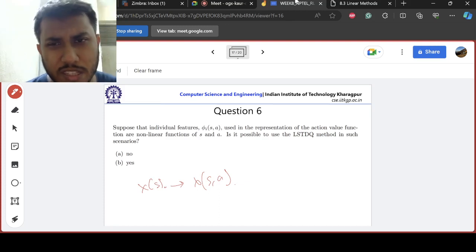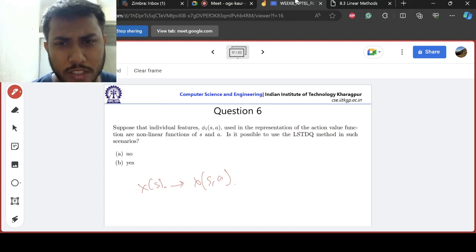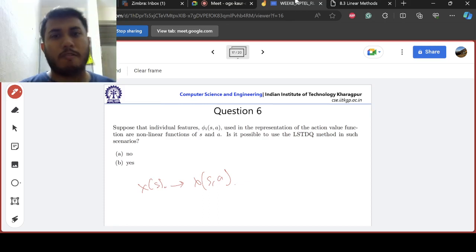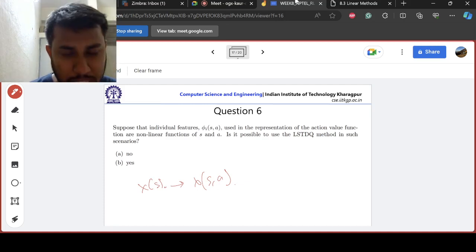So what this question says is, suppose the individual features of S and A used in the representation of action value functions are non-linear functions of S and A. Okay. Is it possible to do LSTDQ in such a scenario?